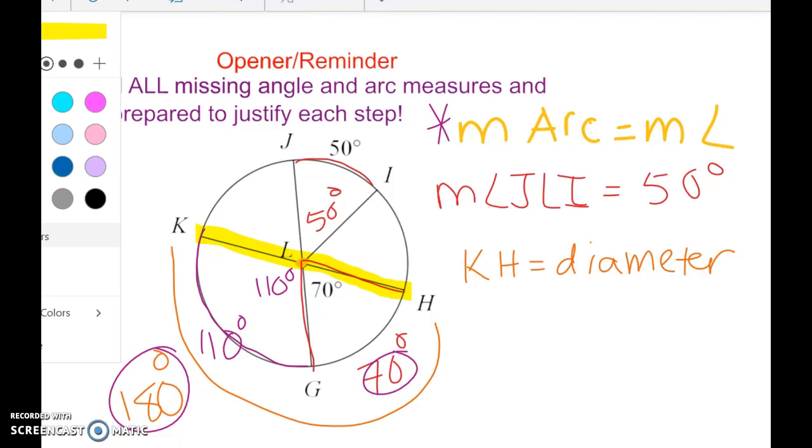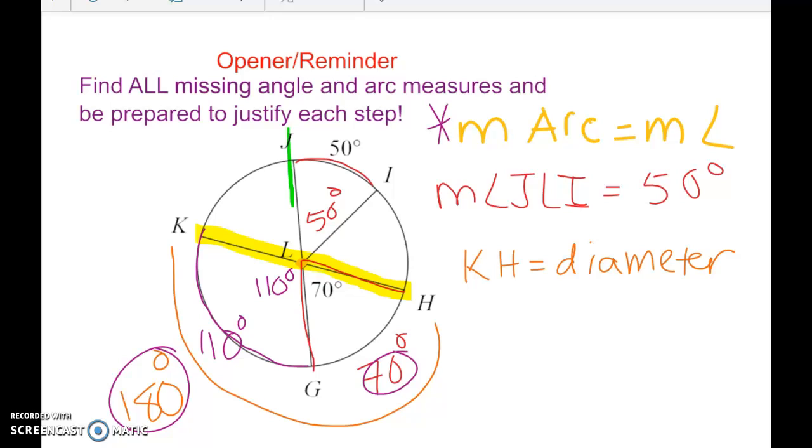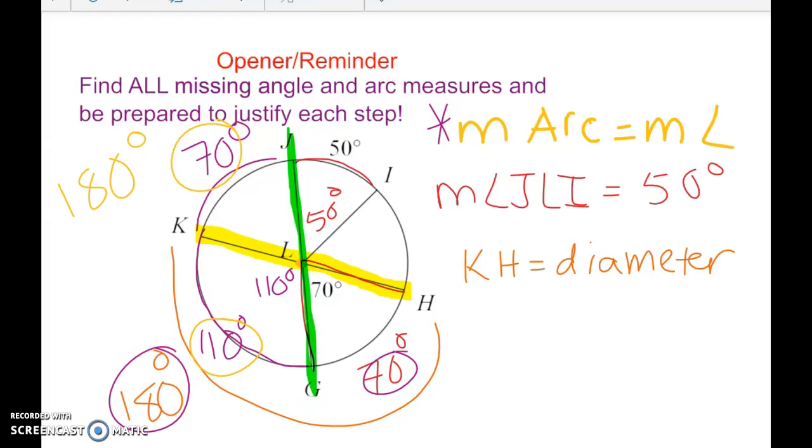But let's not forget that JG is also a diameter. So we know by this exact same process that the measure of arc KJ has to be 70 degrees because 70 plus 110 is 180 degrees. That's the easy part about circles, guys, is it either has to be 180 or it has to be 360. So this here is 70 degrees.